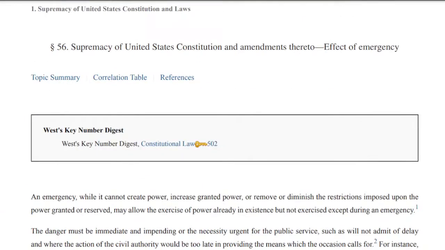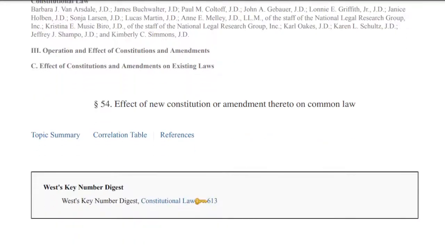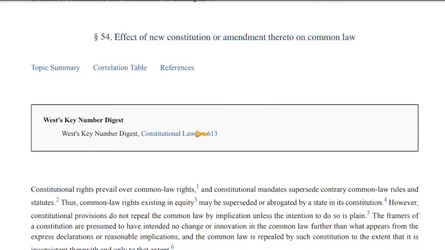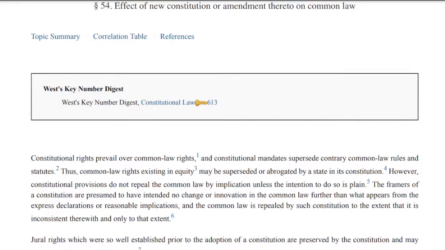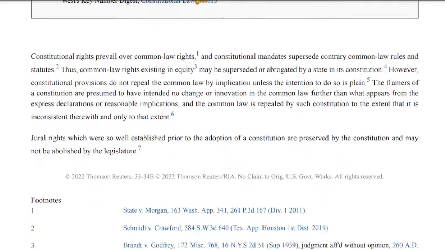All right. Before we get here, there's one thing I did want to look at really quick. Now we've had the introduction here, and that's the effect of new Constitution or amendment thereto on common law. Now that we've had an overview of what we mean by the supremacy of the Constitution, let's think about how this applies to common law. And then we'll continue.